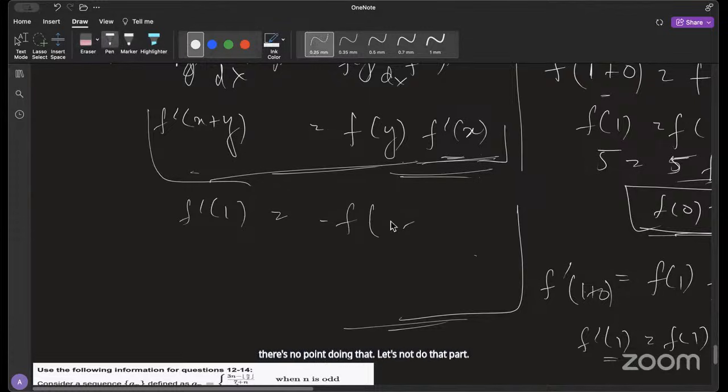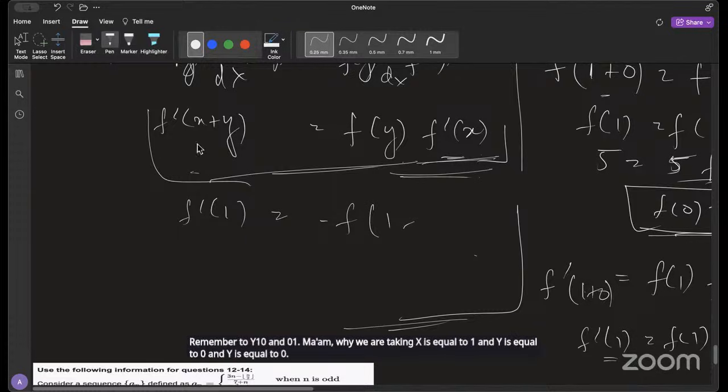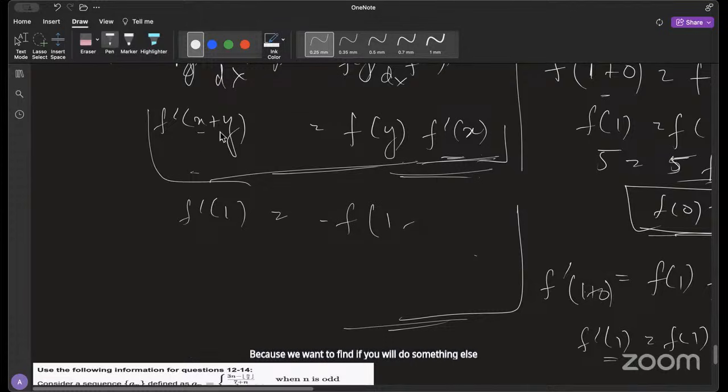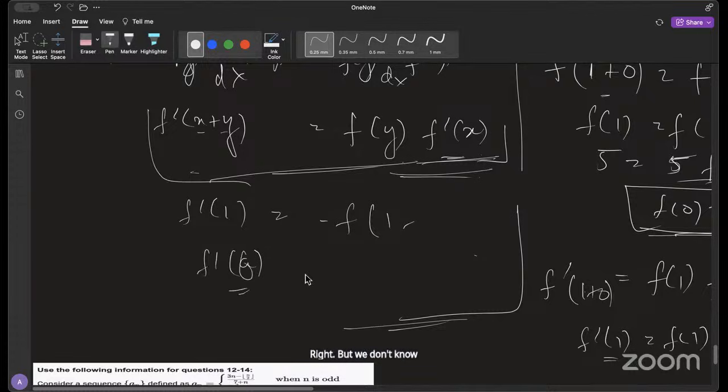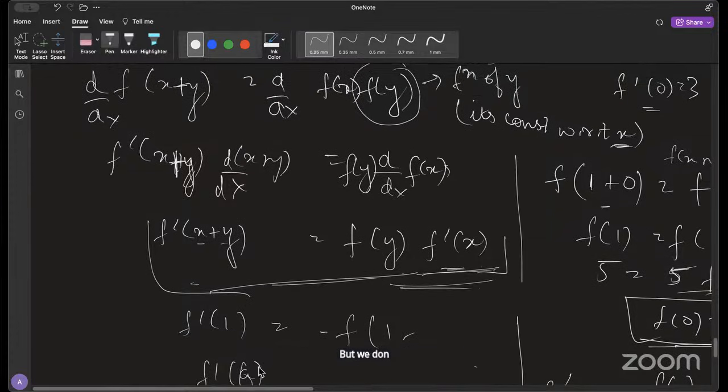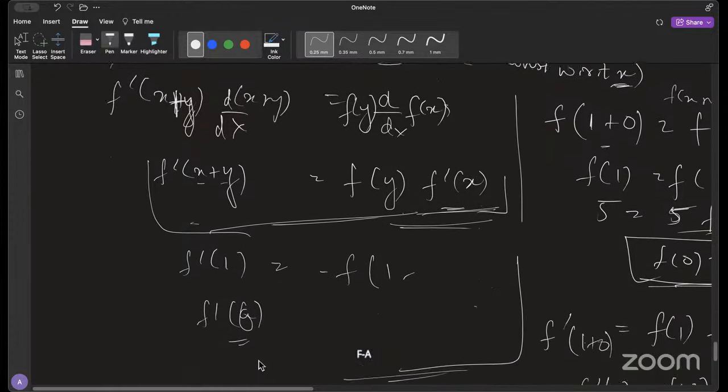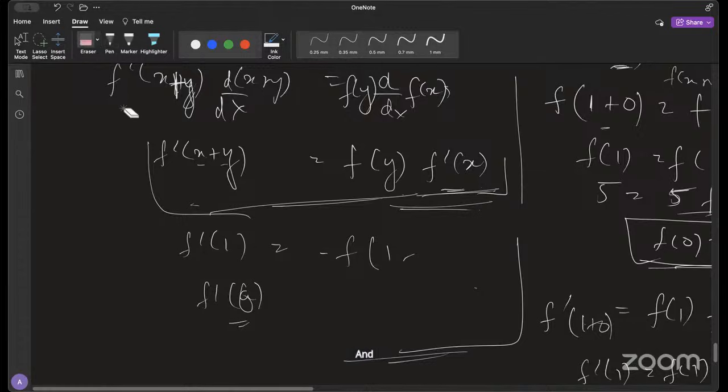Ma'am, why are we taking x is equal to 1 and y is equal to 0? Because we want to find f dash 1. If you take x and y to be something else, then you will have f dash a here, but we don't know what that f dash a is, right? And we're looking for the value of f dash 1 only. This is what you have to find. If you have to find f dash 1, then this is what you should be putting, right?